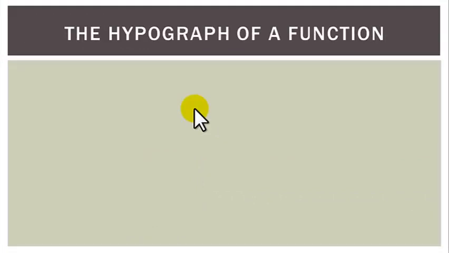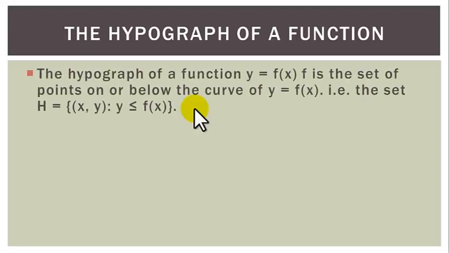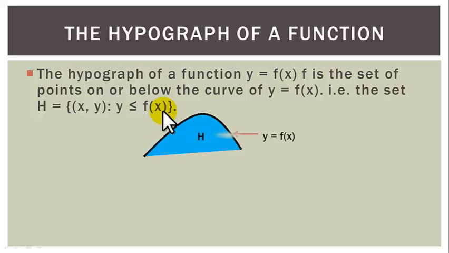Now, let us look at the hypograph of a function. The hypograph of a function y equal to f of x is the set of points on or below the curve y equal to f of x. That is, the set H of all ordered pairs xy such that y is less than or equal to f of x is defined to be the hypograph of a function f. We illustrate this using diagram.